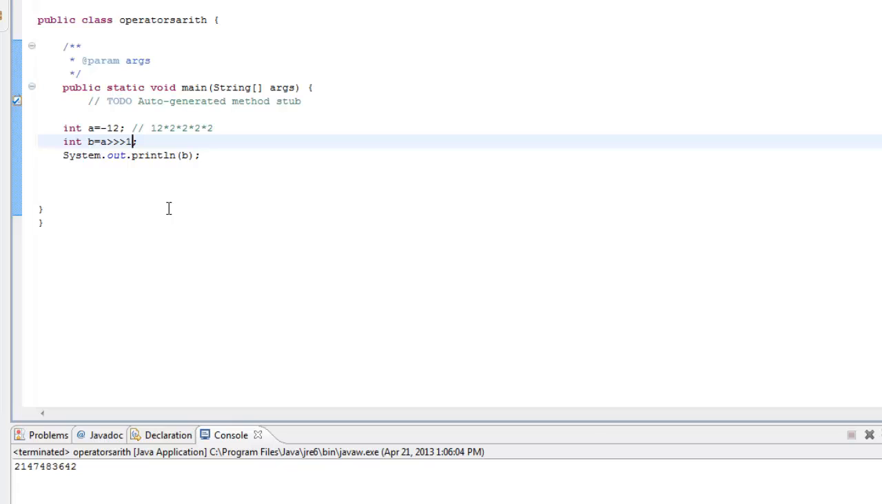And in case we use a single signed right shift, the number comes out to be minus 6. So this is what we are expecting when we shift this number towards the right. So the minus of a number remains minus, whereas in the earlier operator, the minus of a number goes to a positive number. So these are shift operators.